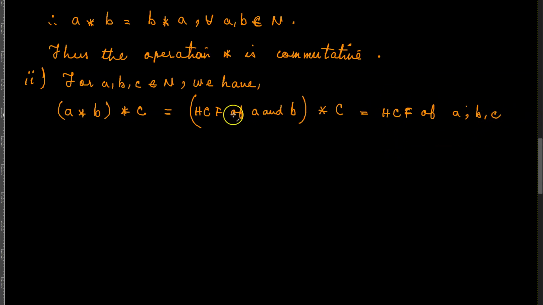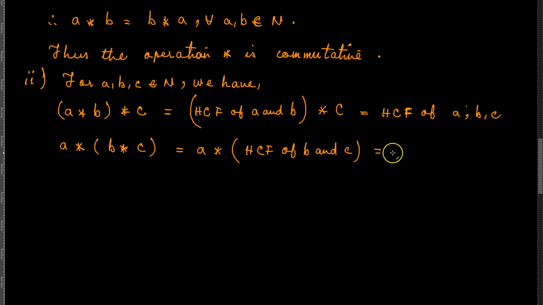Which we saw basically was actually the case, meaning that the HCF of A and B gives you some prime factors, and then once you do the star with C, you are taking the HCF of C and the number that you get here, and practically you get the HCF of A, B, and C. And A star (B star C) becomes A star the HCF of B and C, and that is the same thing as the HCF of A, B, and C. Therefore (A star B) star C is the same thing as A star (B star C).